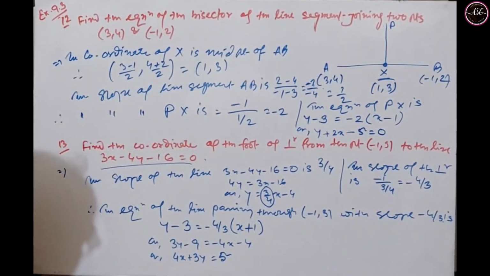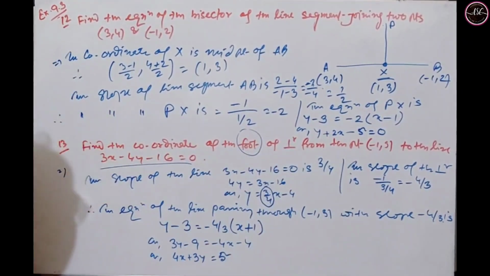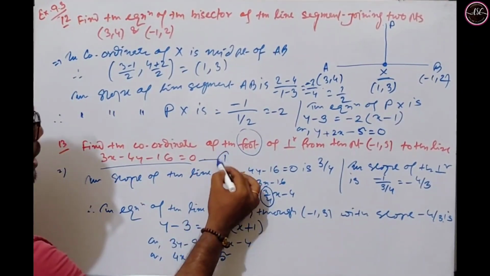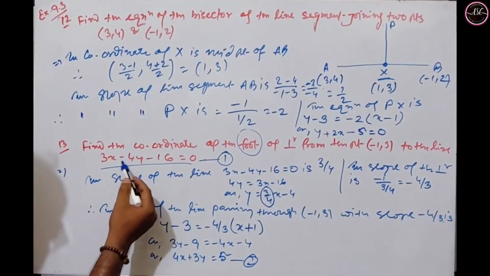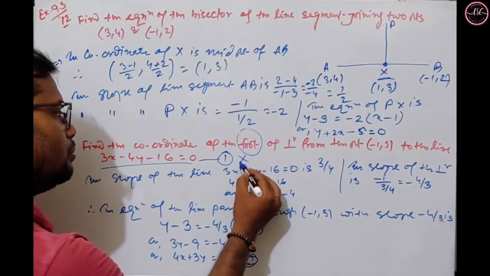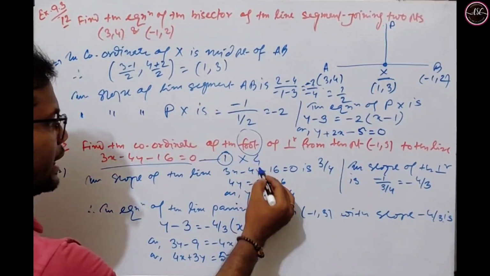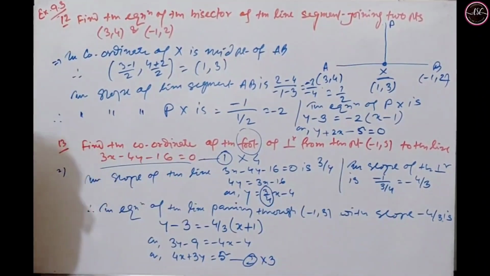And now we have to find the coordinates of the foot. So this is the first line and this is the perpendicular line. So just solving this, the first equation we will multiply by 4 and the second equation we will multiply by 3. Okay.